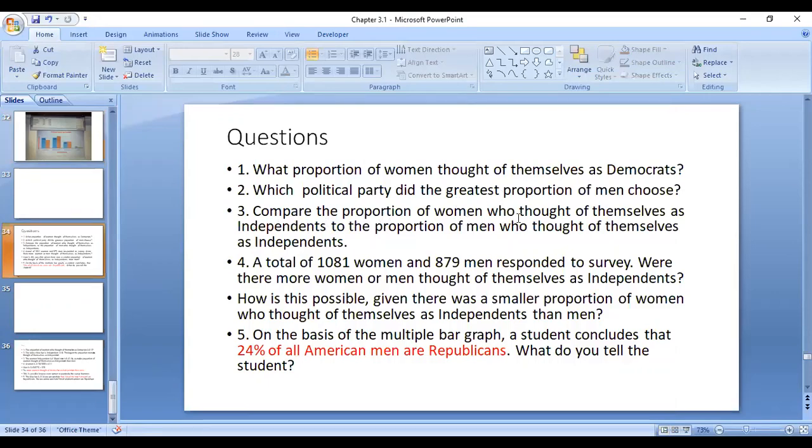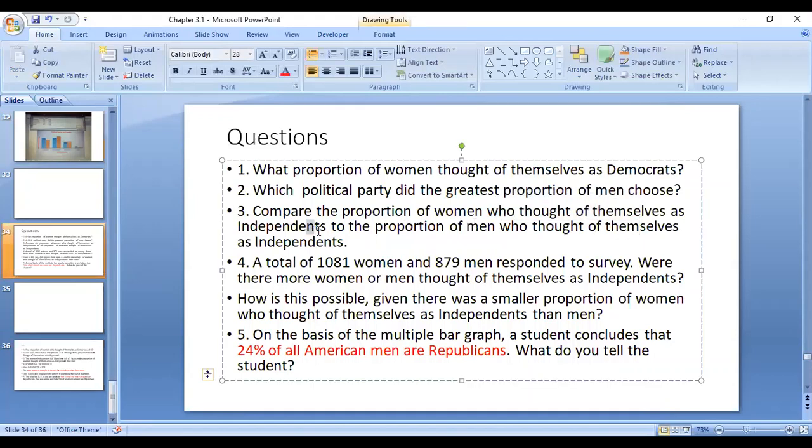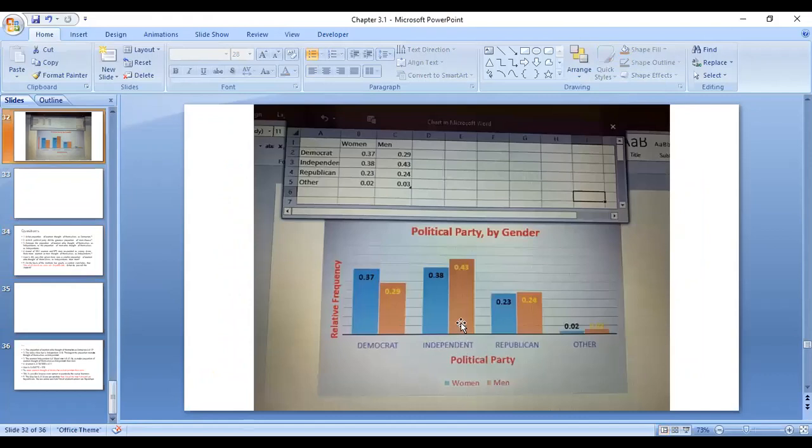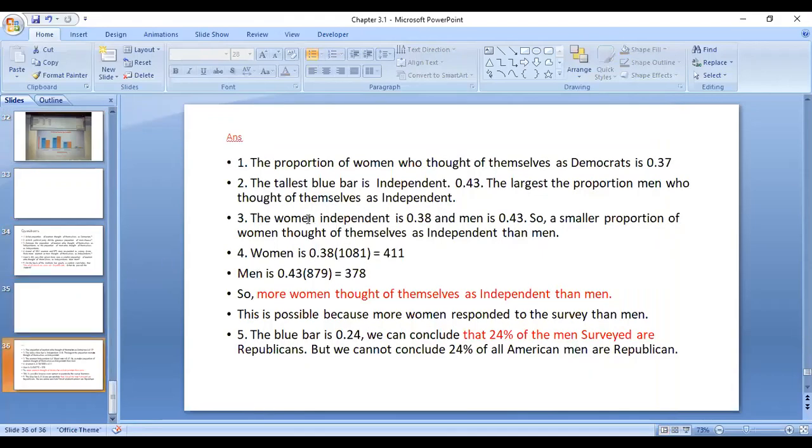Compare the proportion of women who thought themselves as independent and the men who thought themselves independent. Now compare the women and men independent. You look at the independent. The men are higher than the women, right? So you can conclude the women are only 0.38 and the men 0.43. So a smaller proportion of women thought themselves as independent than men. You can answer the men are higher than the women, or the women are smaller than the men.